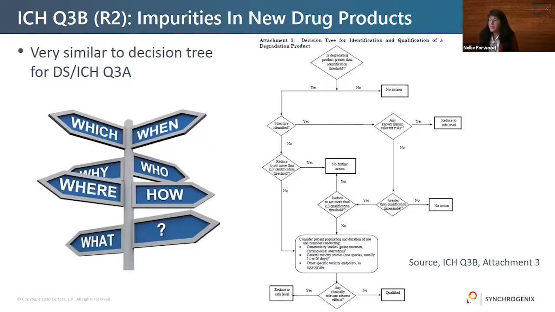And this is the decision tree for the impurities in new drug products. It's very similar to the decision tree in the ICH Q3A for the drug substance. And again, we're going to talk about this decision tree for the drug substance in one of our case studies.